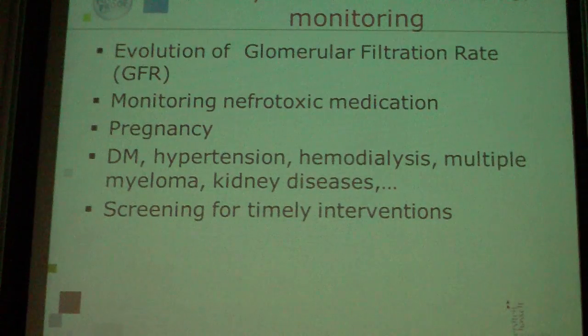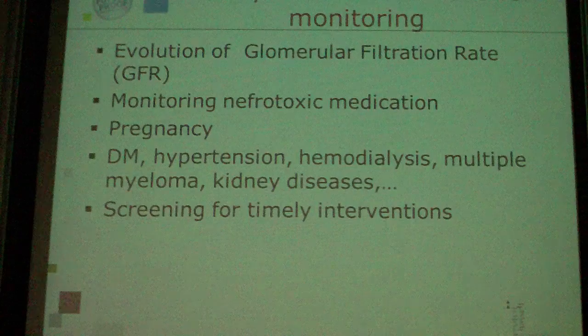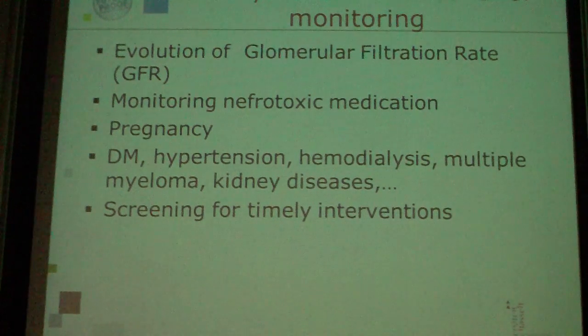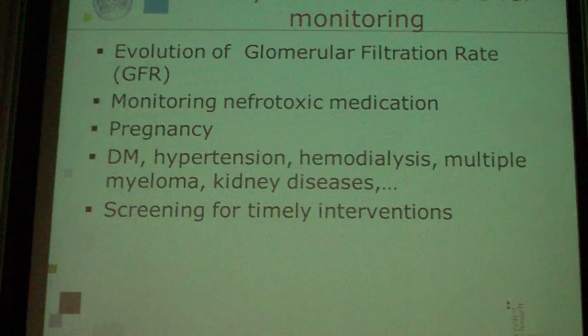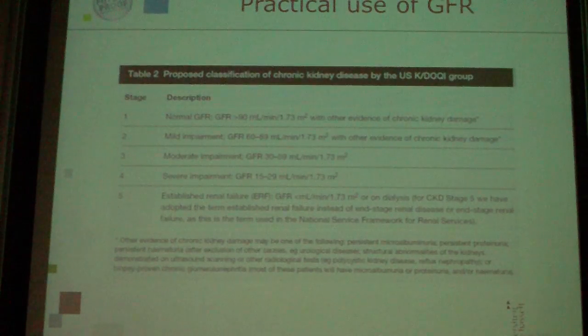It's important in monitoring nephrotoxic medications in everyday practice in a clinical hospital lab. Also in pregnancy, diabetes mellitus, hypertension. The kidney is one of the first organs which is diseased by diabetes and by hypertension. Also in hemodialysis, multiple myeloma, and other kinds of kidney diseases, it's important to have an idea about the function of the kidney. It's important to have an early parameter which gives you time for a good intervention and to preserve the rest of the kidney function, the remaining function.